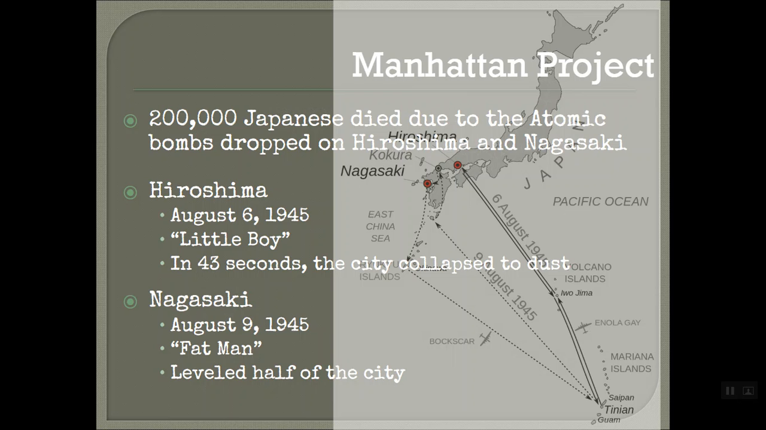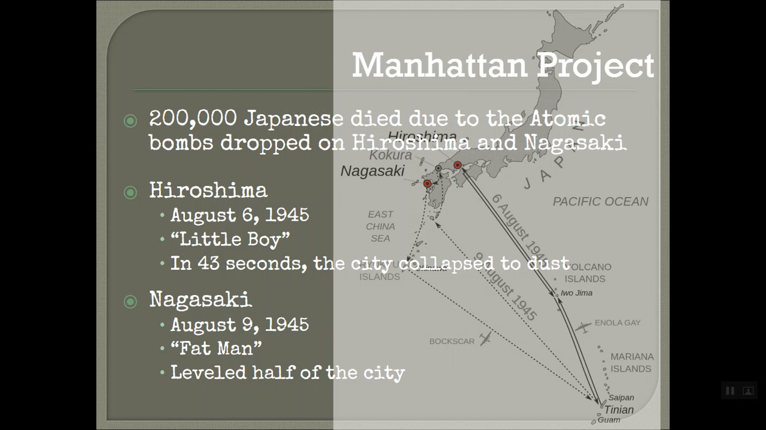It was dropped on August 6th, 1945. In 43 seconds, the city collapsed. Tens of thousands died instantly at that time. The Japanese did not surrender, though. The emperor did not surrender.